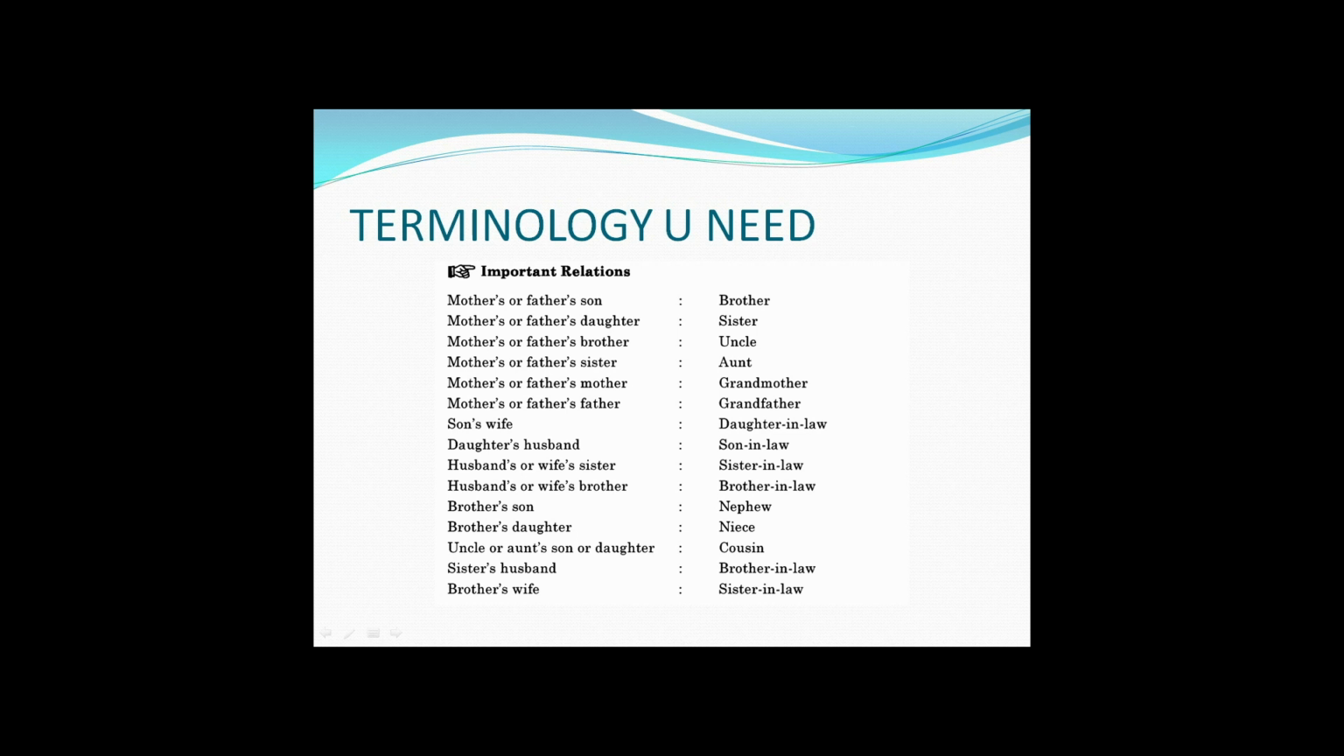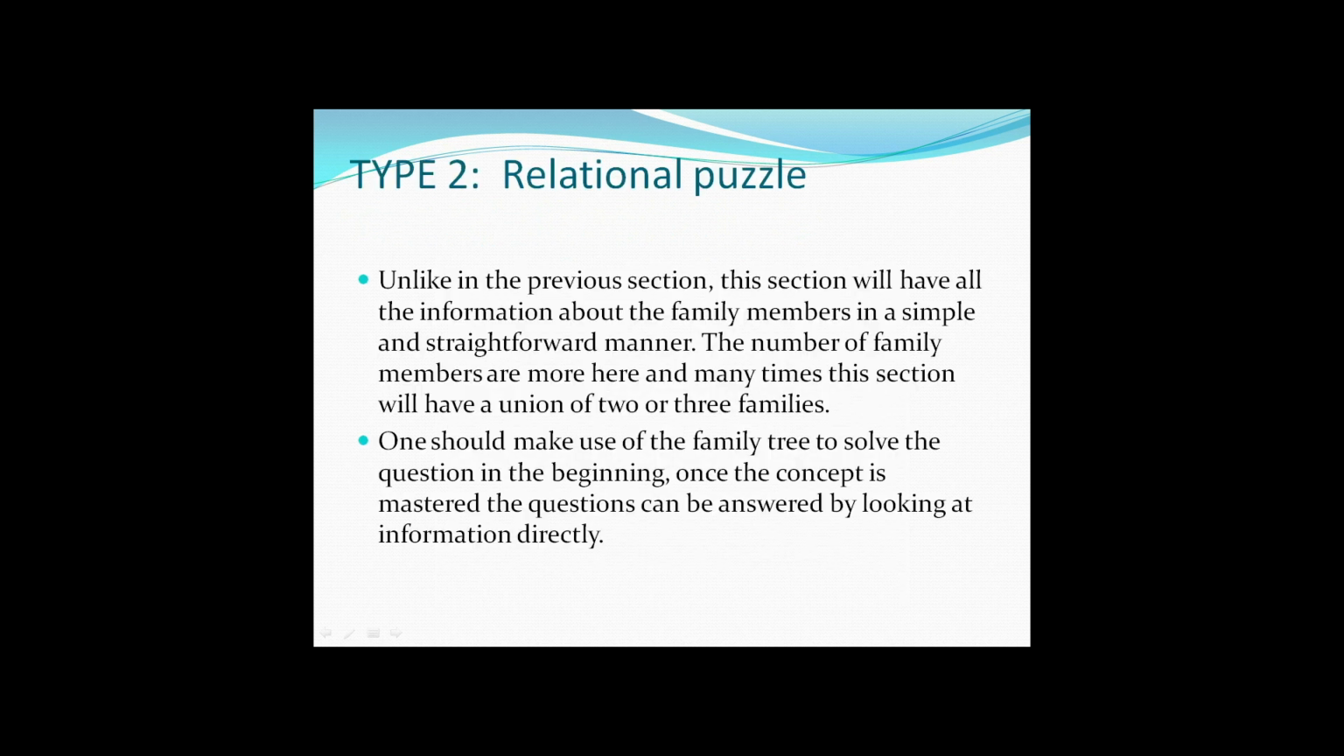So you have to mug up these relations and you have to apply them in order to reduce the time and effort. This will happen not only in type 1, this will happen in type 2, type 3. These terminologies you will use in this section on this series of blood relation. This is my type 2, relational puzzle.